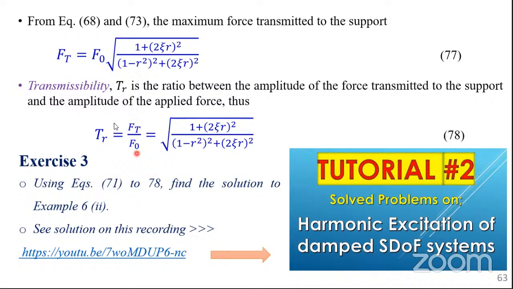But actually, what you just need to use is Ft, the force transmitted to a foundation. You just need to get what is F naught. What is Xi? Xi is already given. What is R, which is Omega over omega? Only those components. We need to get Xi, R, and F naught, and we use equation 77.